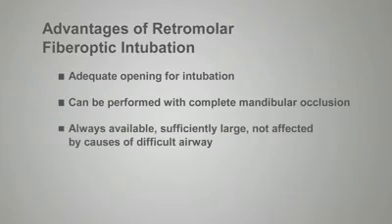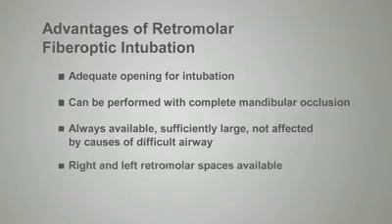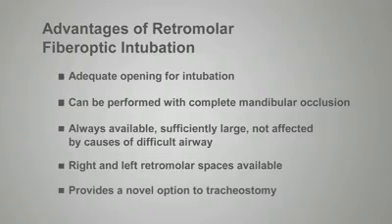The space is always available, sufficiently large, and not influenced by common causes of difficult airway, such as prominent incisors, large tongue, intraoral lesions, and neck range of motion. Even if one side is affected by disease, such as retromolar trigone tumor, the contralateral side may be chosen. The retromolar approach provides a novel option to tracheostomy to secure the airway for patients with trismus.